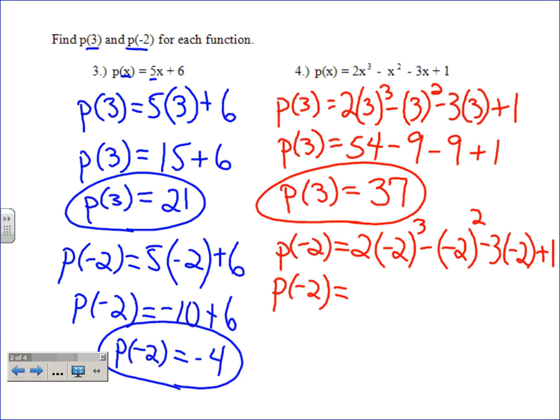Ends up negative. You take negative 2 times negative 2 is a positive 4, right? Times another negative 2 is negative 8. Negative 8 times 2 is negative 16.